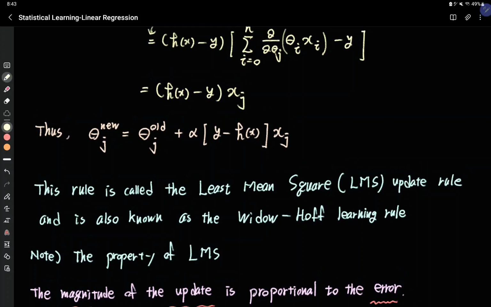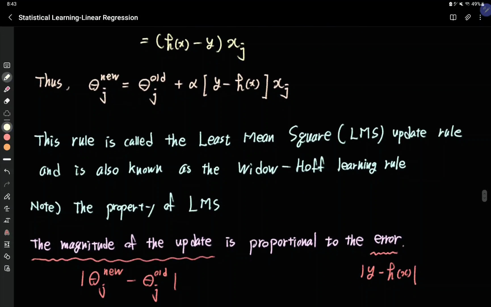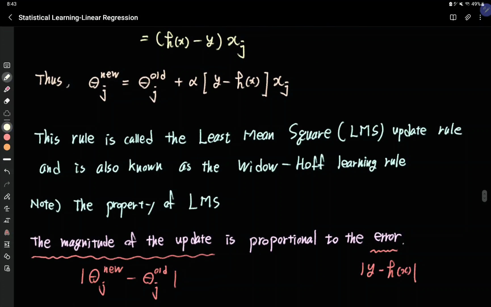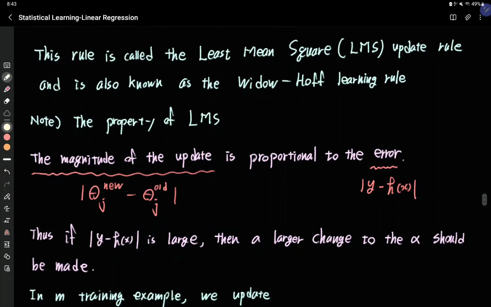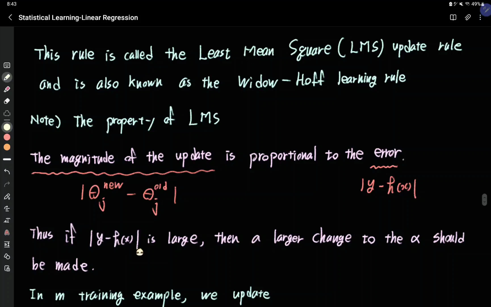Okay, so the property of LMS is this: the magnitude of the update, which means the difference between theta 0 new and theta 0 old, is proportional to this one, to the error. Actually, y minus h of x is the error, right? So if y minus h of x is large, then a large change to theta should be made. It makes sense, right?